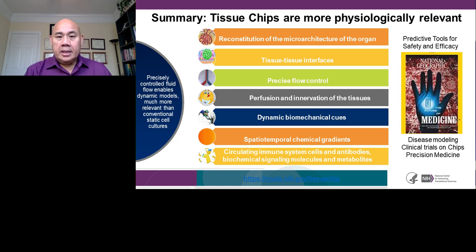So in summary, I'd like to summarize that the tissue chips are more physiologically relevant. They essentially constitute the microarchitecture of the organ, provide tissue-tissue interface, precise flow, perfusion and innervation, dynamic biomechanical cues are represented, as well as spatial temporal chemical gradients, and essentially being able to accurately predict human response in this system. And with that, I'd like to end my presentation. And thank you very much for listening in.